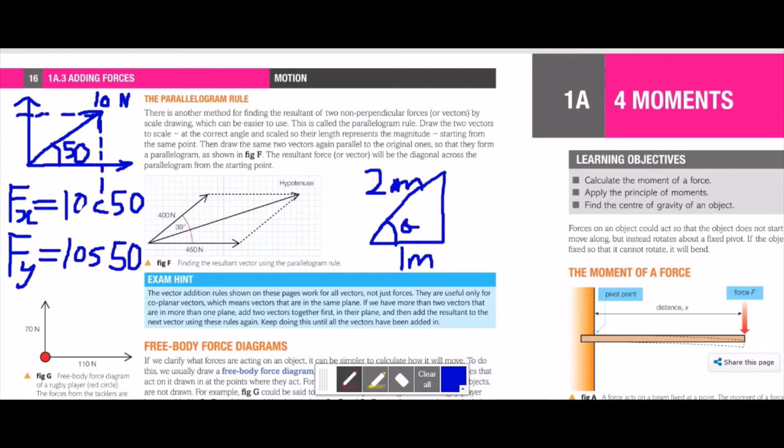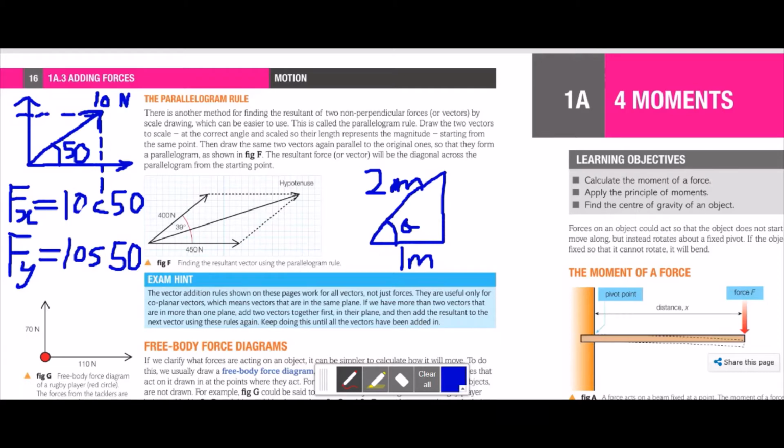So now you have the components of the force of 10 newtons. To make sure that you did it correctly, you can use Pythagoras theorem to get back the 10 newtons. So Fx squared plus Fy squared, and then you take the square root, you should get 10 newtons again. This is with a single force.